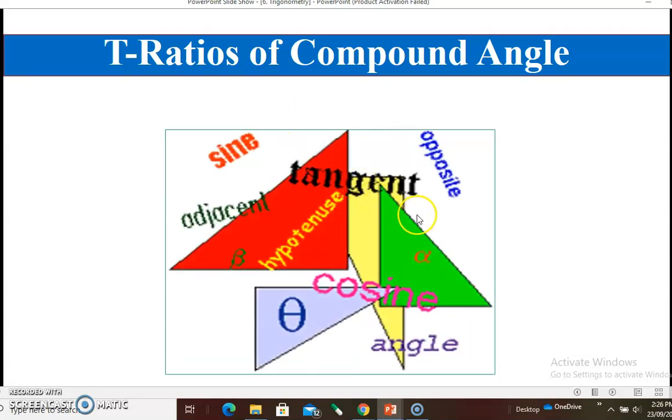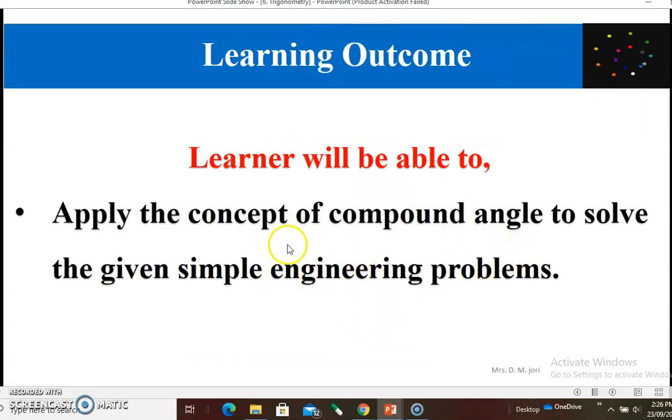So what is meant by trigonometric ratios of compound angles? After watching this video, the learner will be able to apply the concept of compound angle to solve simple engineering problems. This is the learning outcome of today's video.